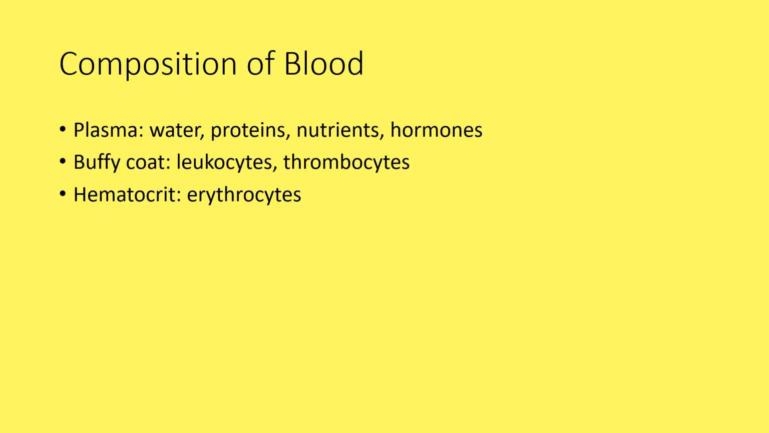So what's the composition of blood? Well, you have the plasma, the fluid. That is composed of water. There's proteins in there. There's nutrients in there. There are hormones in there. There's what we call the buffy coat.